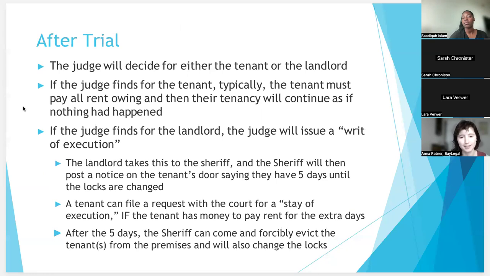If the landlord wins, then the judge issues an order called the writ of execution saying landlord wins, the sheriff is entitled to do a lockout. The sheriff will post a notice on the tenant's door saying, we're the sheriff, we're coming back in 5 or 6 days. We're going to change the locks if you're still here. And that will be the end of the sheriff's lockout, the end of the tenant's tenancy.